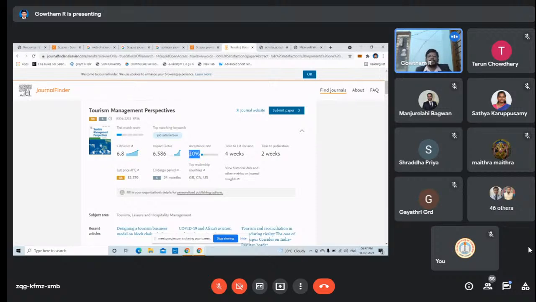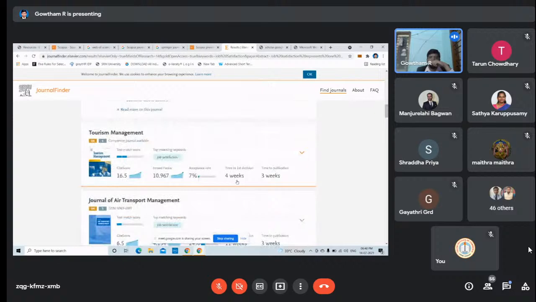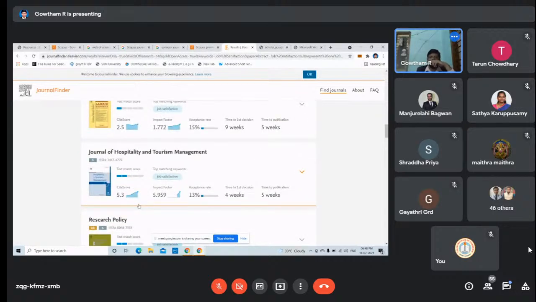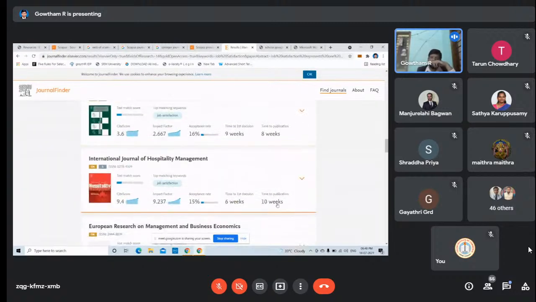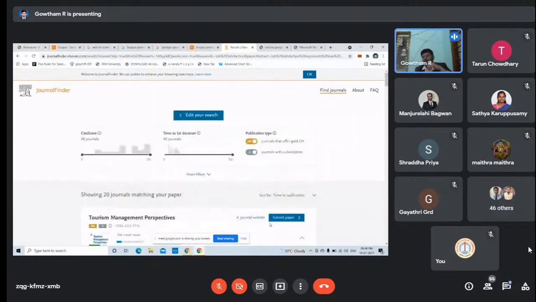Only 10% acceptance rate is there. The Scopus impact factor is good, and the publication is rapid. 4 plus 2, maximum 6 weeks, assuming you get accepted in the first shot itself. Then you have another one which is coming up to 7 weeks, maybe 1 week extra. Then 14 weeks, 9 weeks, and 5 weeks. So you can also choose on this basis.